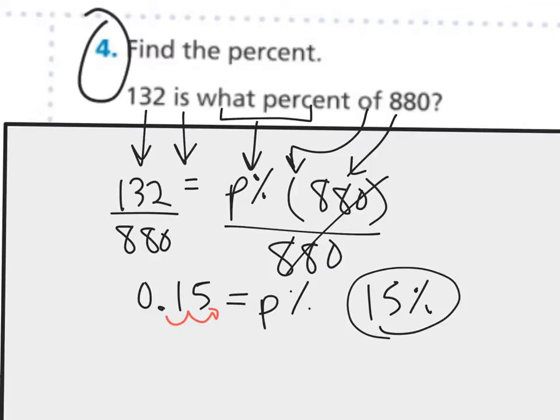Now again, not blindly just going and working a problem out and going on to the next one. Think about if this makes sense, if this seems reasonable. 132 is 15% of 880. Okay? So that kind of seems reasonable. Just using number sense a little bit, I think we should be in good shape.